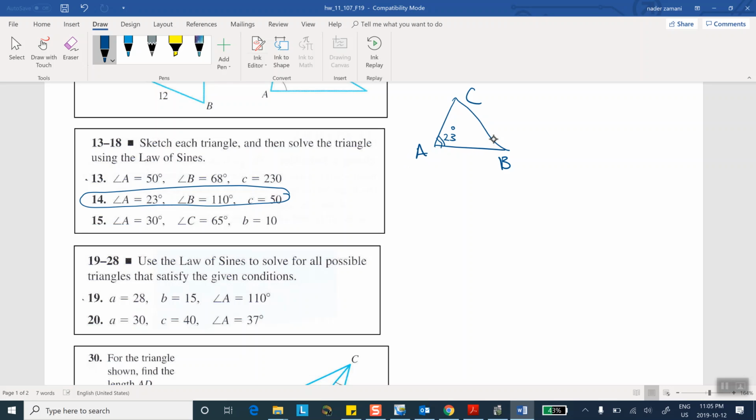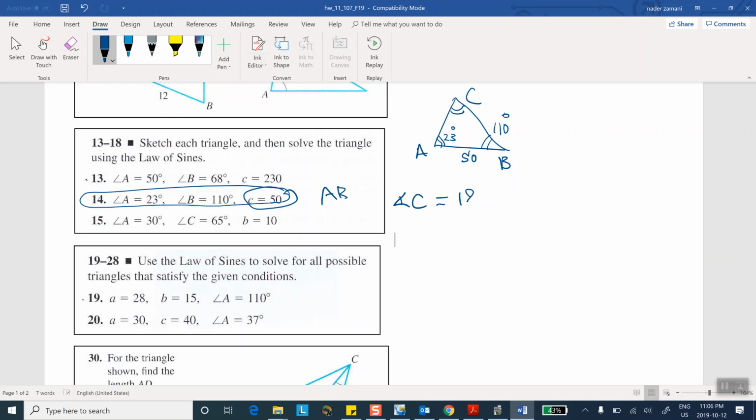Angle B is 110. This drawing is not right, because that angle is not acute, but we really don't care because as long as we draw a generic one, it shouldn't matter. So the length c is the length facing the angle C, which also means length AB, and this is 50. Now, that angle is not acute, but it doesn't matter.